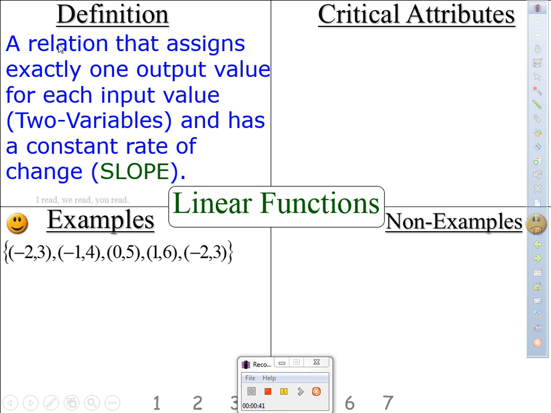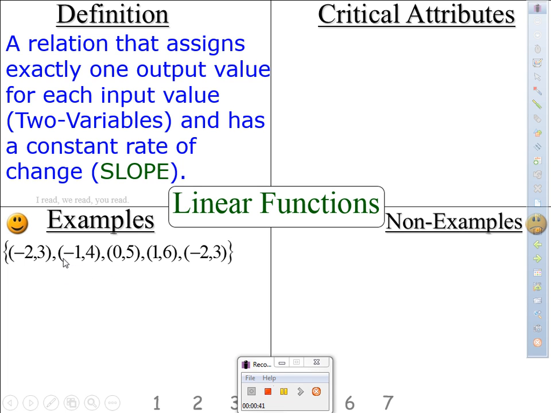Okay, examples. Now, look at the first part of the definition. A relation. A relation is a collection of ordered pairs. Do we have a collection of ordered pairs here? Yes, that's why it is a linear function. But it's a linear function specifically because for each input value, there's an output value. So for each input, there's exactly one output value.